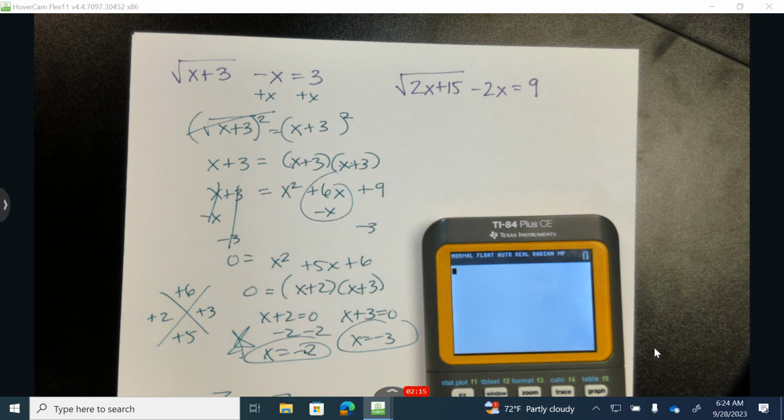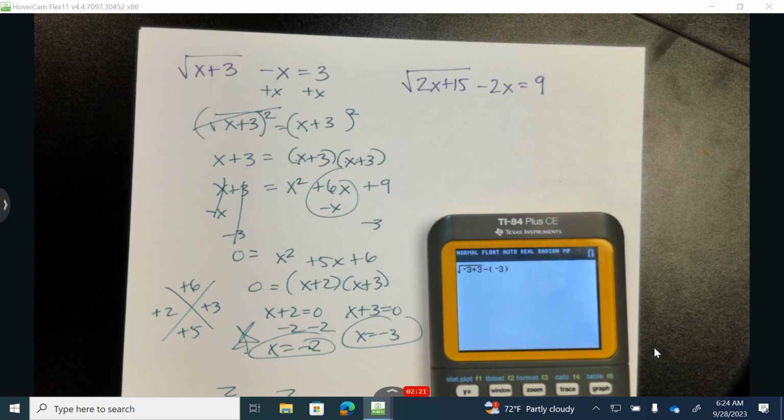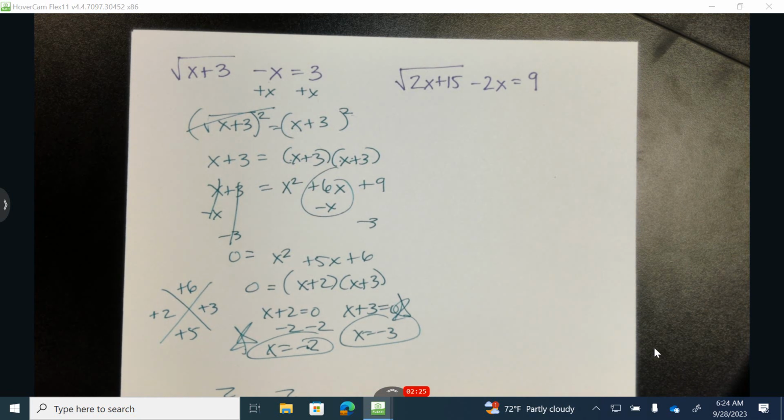Let's try -3. Square root of -3 plus 3, move it in back, subtract -3. Again, does it equal 3? It does, in fact. So we have 2 correct answers. Let's move on to number 4.